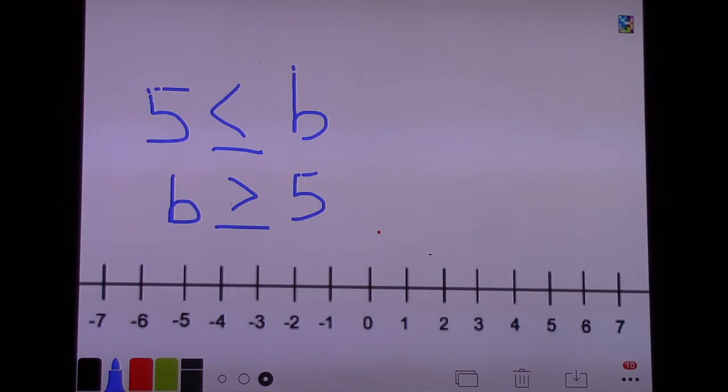So it'd come out here to 5. I colored in because it includes 5. And it is greater than or equal to 5.